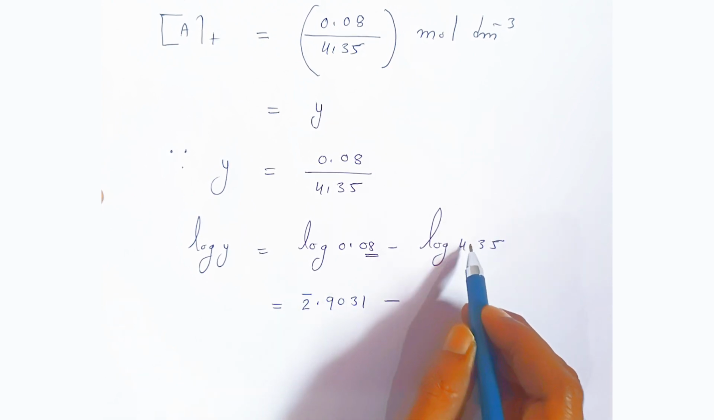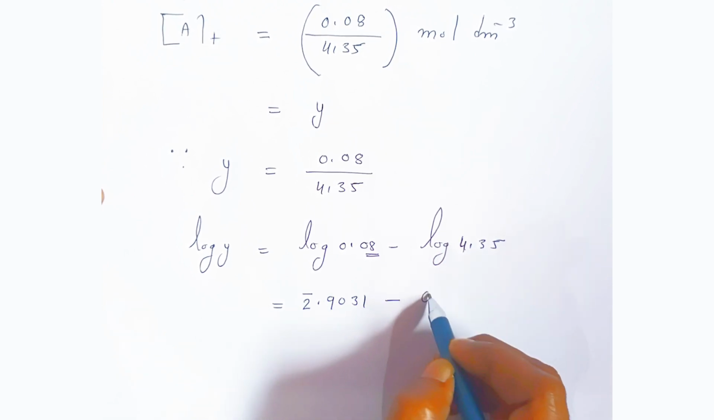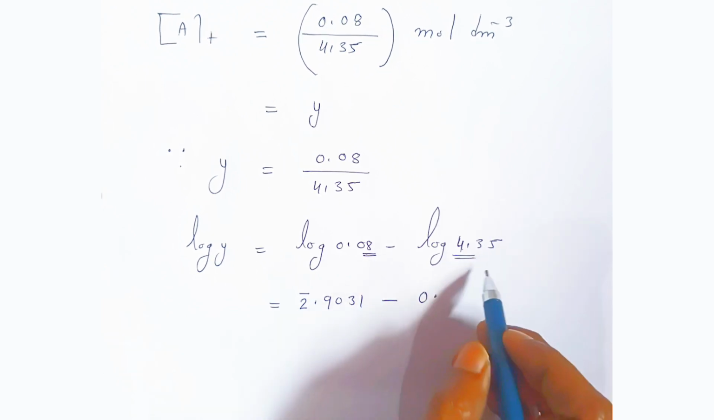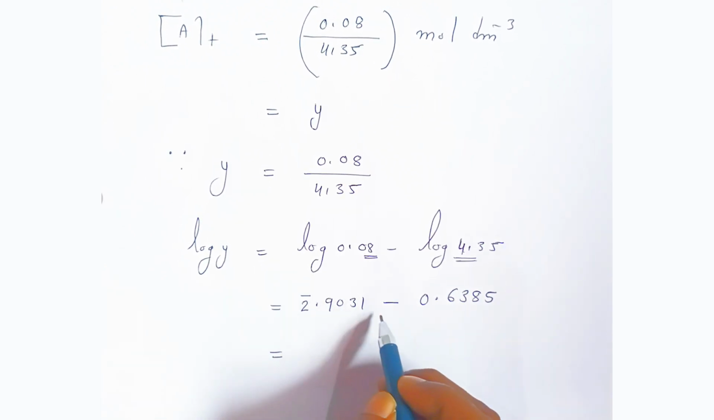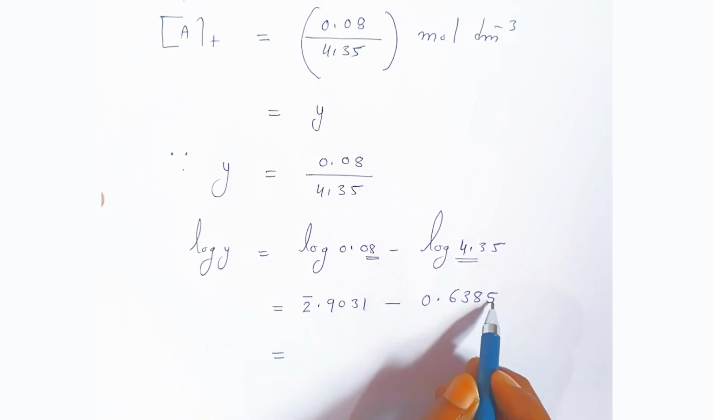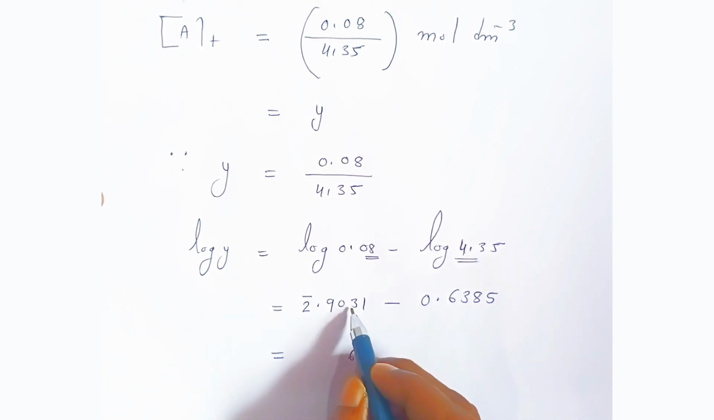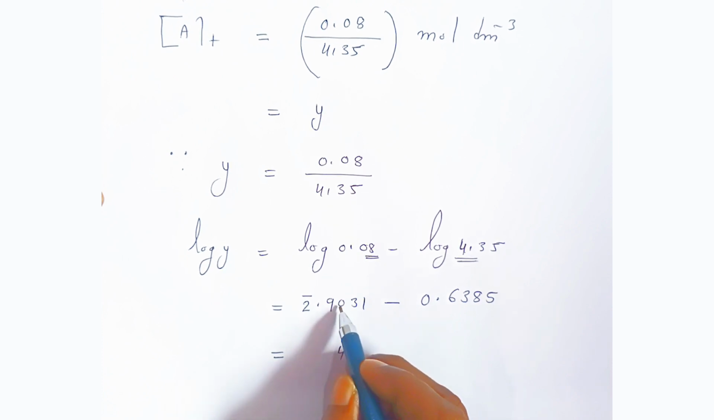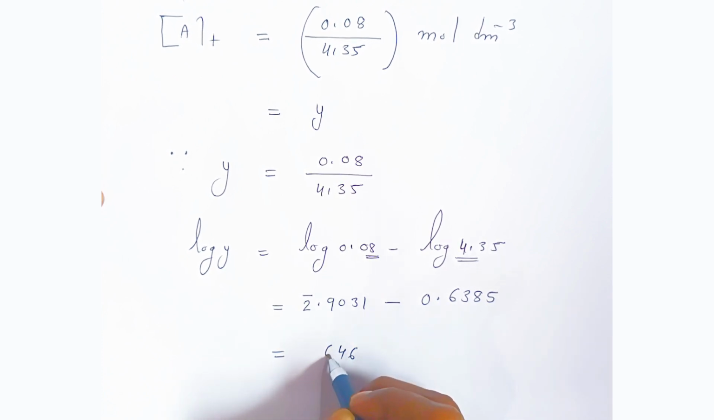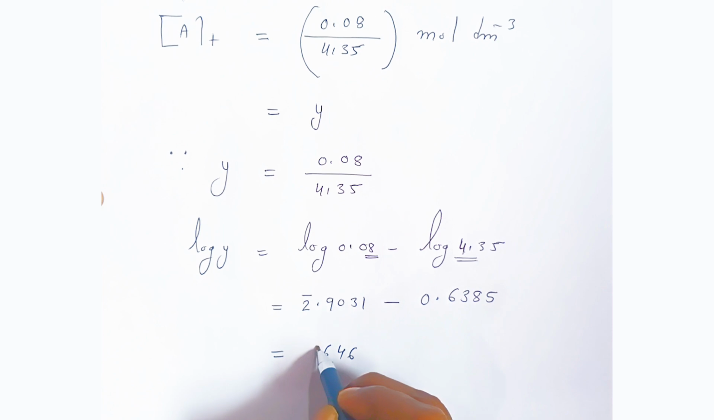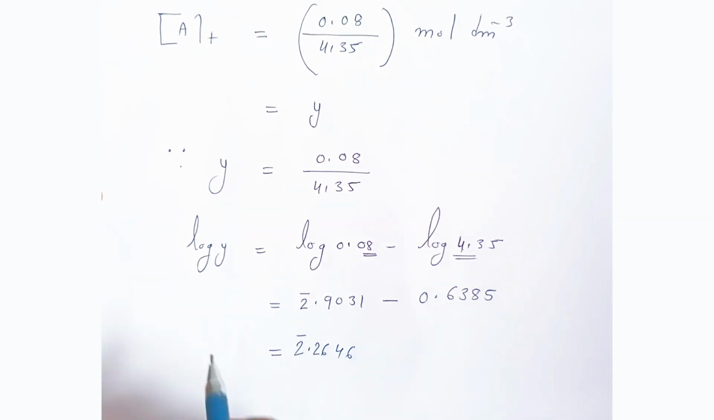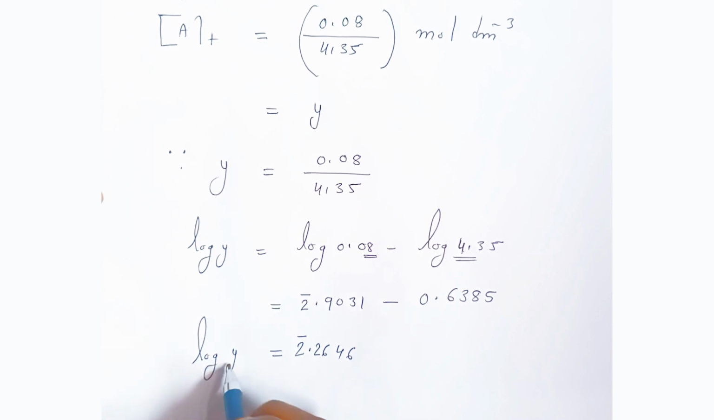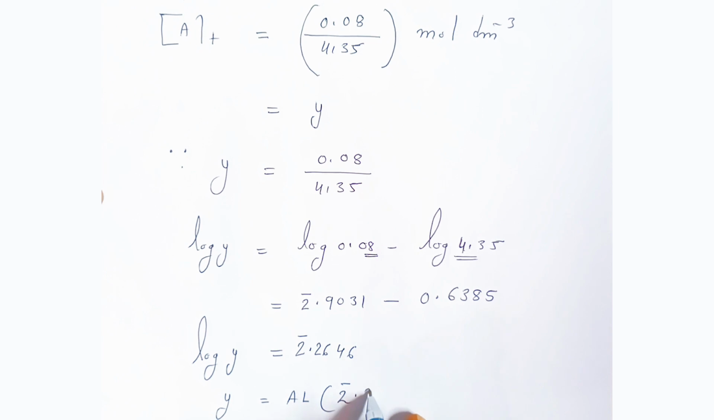Now here before the decimal you have 1 digit, so 1 minus 1 will be 0. Now in the 43 row, fifth column, you will find 6385 in the log table. When you subtract, 11 minus 5 will be 6, 12 minus 8 will be 4, 9 minus 3 will be 6, 8 minus 6 will be 2. Now minus 2 will be as it is. So this is the value of log of y. What will be the y value? You have to take the anti-log of 2 bar .2646.